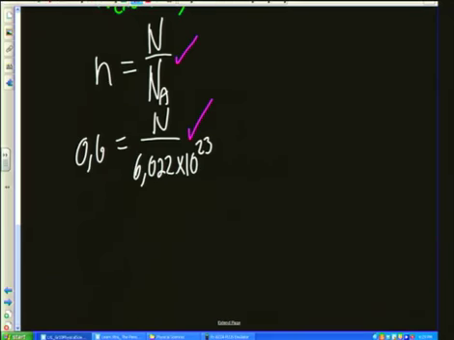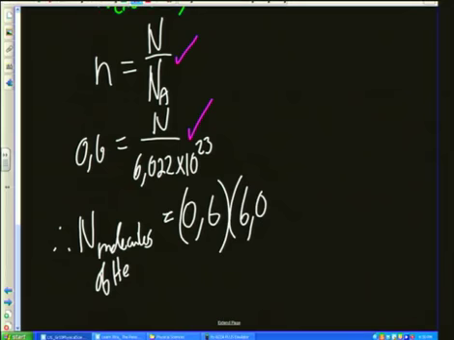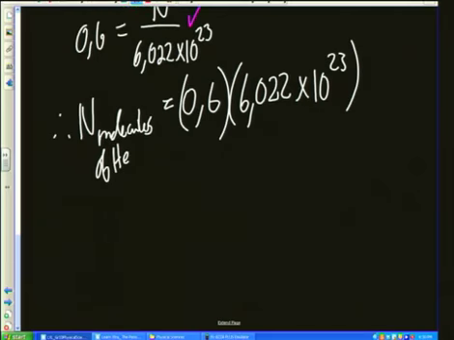The important point is we can say therefore the number of molecules, remember molecules and atoms for helium are the same thing, but it asked you about molecules. Molecules of helium is equal to 0,6 multiplied by 6,022 times 10 to the 23. Right. Let's do that on the calculator.